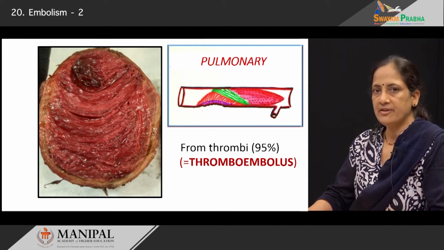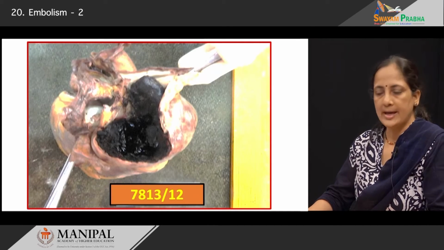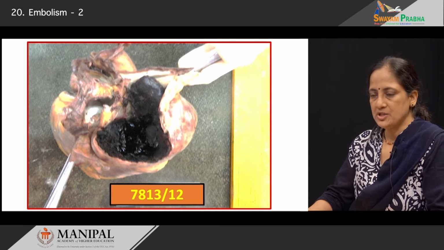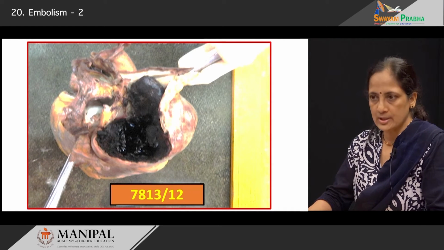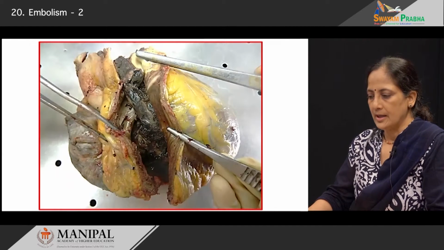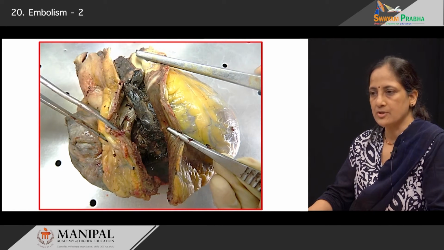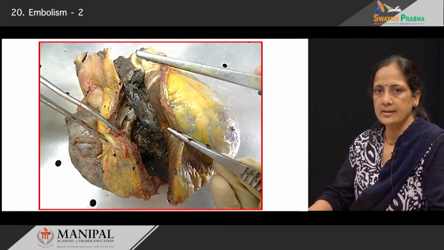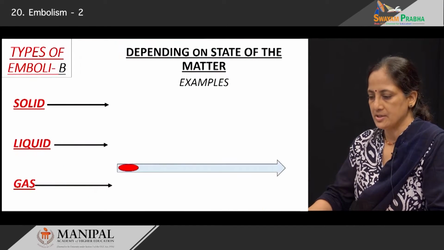Remember that 95% of the emboli are derived from thrombi and therefore are called thromboembolus. In this picture, we can see the right atrium filled with one such embolus which has arisen in a deep vein of the leg. It not only filled the atrium, it extended down into the ventricle and up again into the pulmonary trunk, blocking it and finally killing the patient.